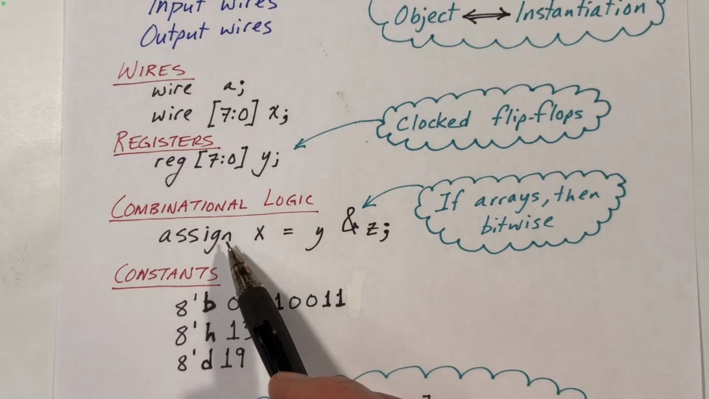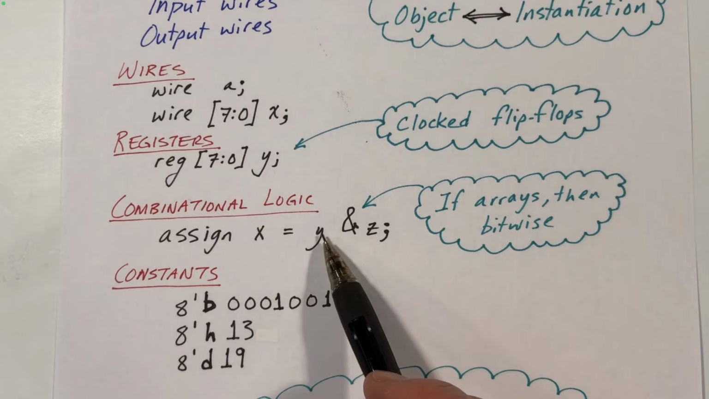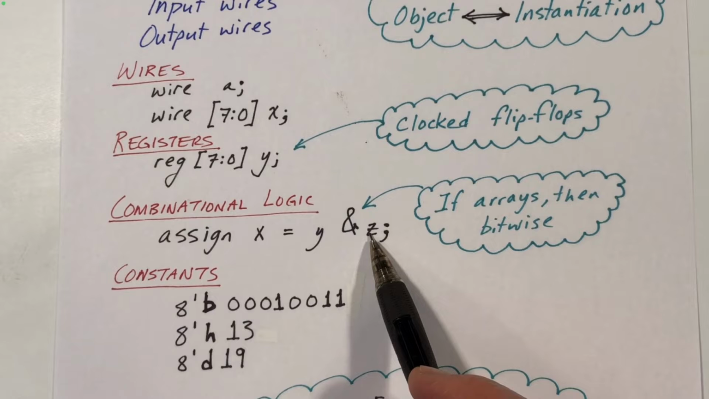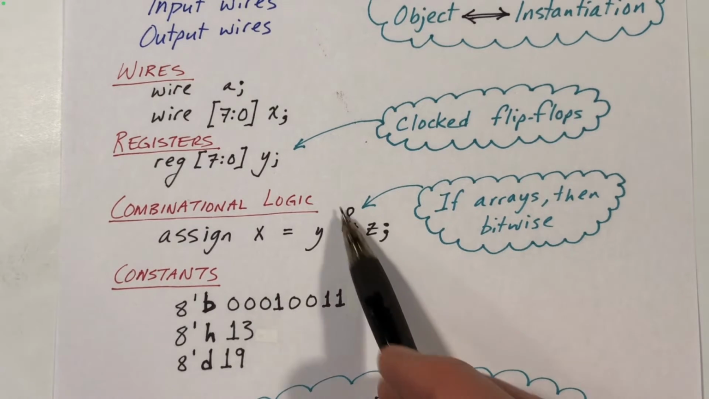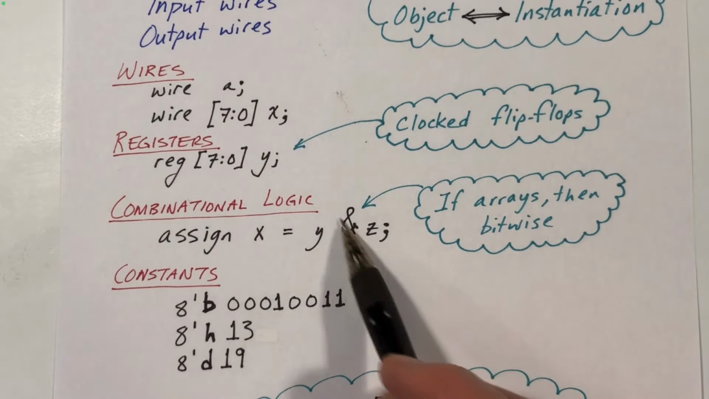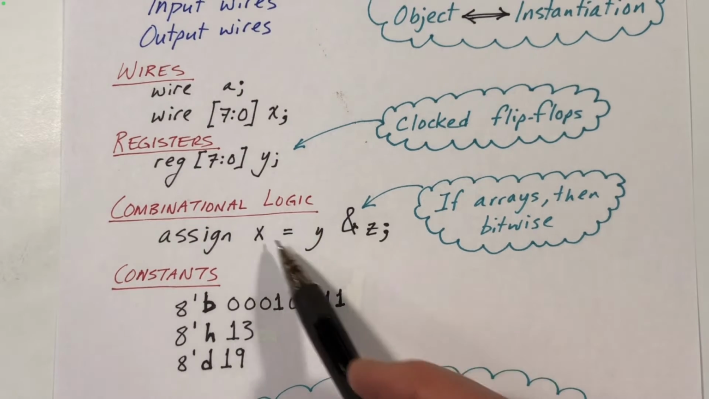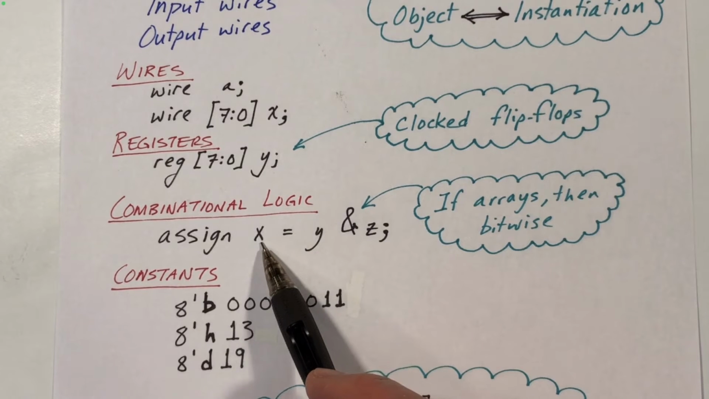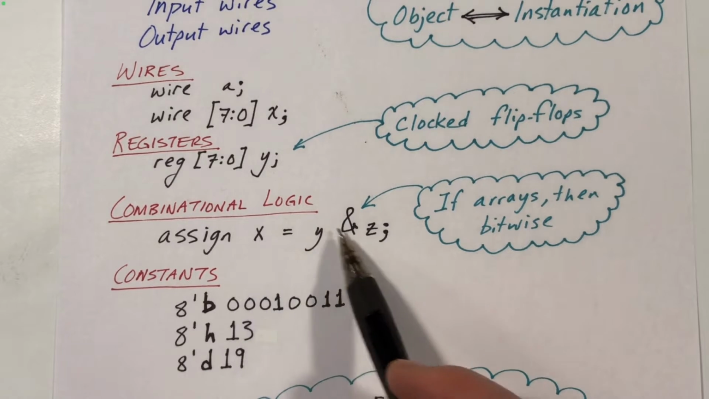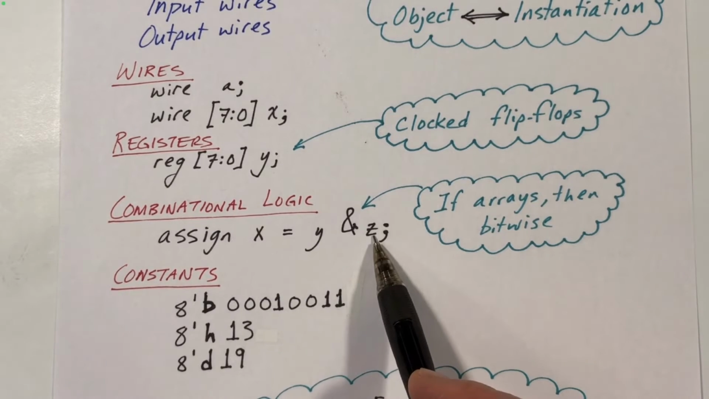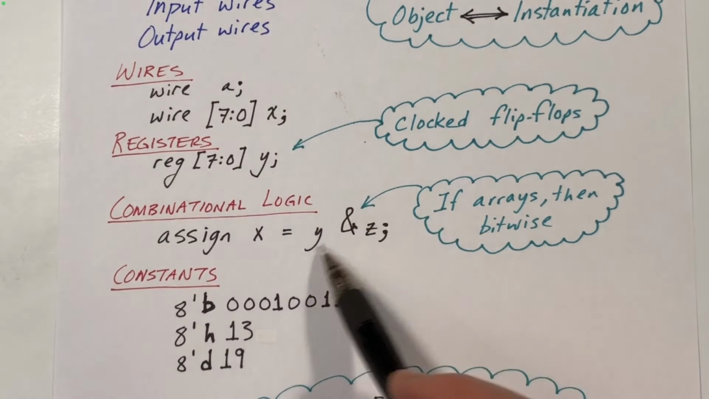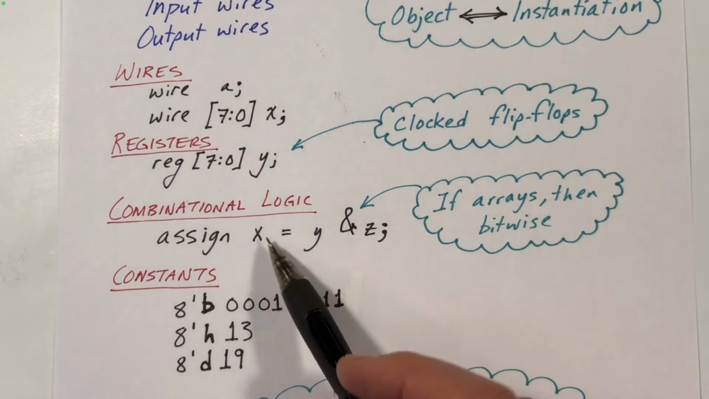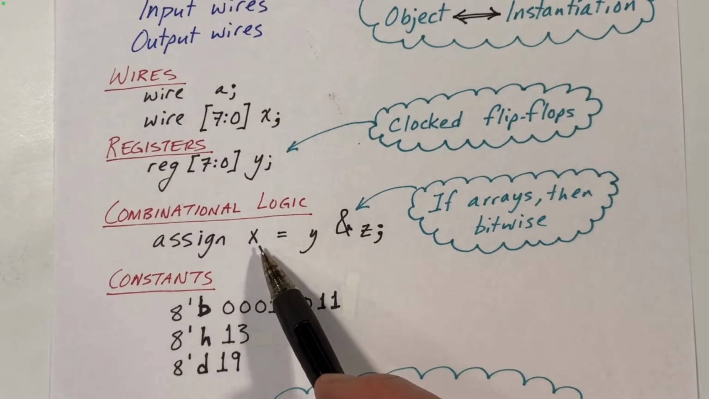Combinational logic in Verilog is pretty straightforward. So you can take 2 wires like Y and Z and join them with a number of different binary Boolean operators. And in this example, this would be implemented with an AND gate, and the output would be connected to the wire that we have defined that's called X. Now, if Y and Z are arrays of wires, then this will be a bitwise AND operation implemented with, in this particular case, 8 AND gates. And so this would be pairwise bit AND.